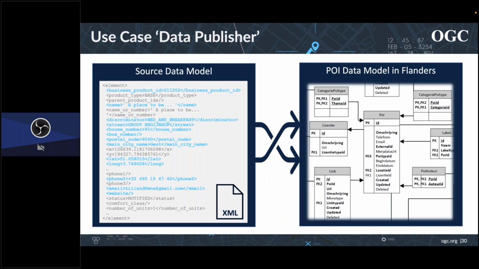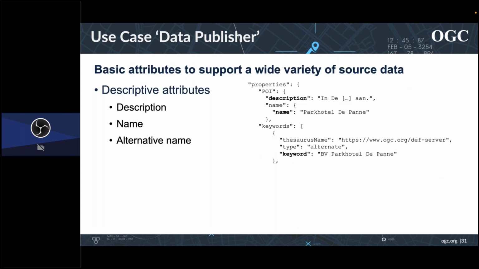So in the next slide, you can see the JSON file. Here I have tried to map the model that we use now to the new draft model that is presented here today. So first we have some descriptive attributes, as you can see here: a short description and a name and additional information. For example, here an alternative name is put into the keywords.